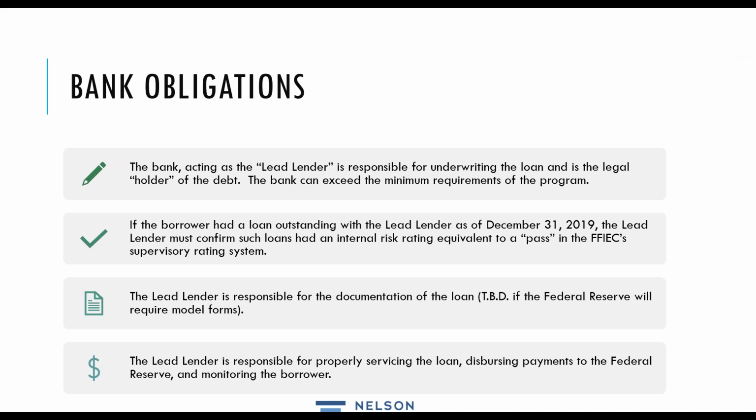If the borrower has an outstanding loan with the lead lender as of December 31st, 2019, the lead lender must confirm such loans had an internal risk rating equivalent to a pass in the FDIC supervisory rating systems. The lead lender is responsible for the documentation. Obviously, this is a large concern given the fact that we don't even know what that documentation looks like. We're still looking to the FRB to see if we'll get model forms or checklists around the origination processes.